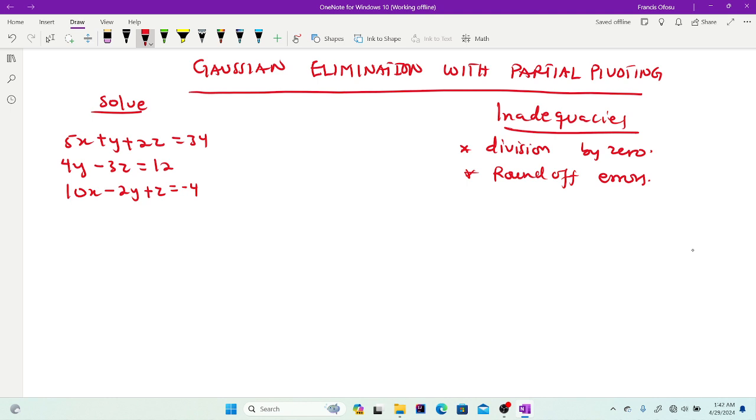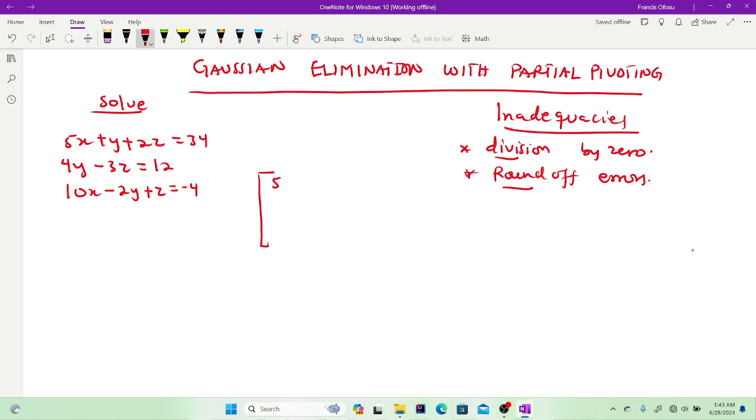So let's see how we do that. When we talk about partial pivoting, it means that we are going to manipulate our coefficient matrix so that we can avoid the division by zero and the round-off errors, which are always due to the strict nature of the naive method. So now let's first write our system of equations into the augmented matrix.